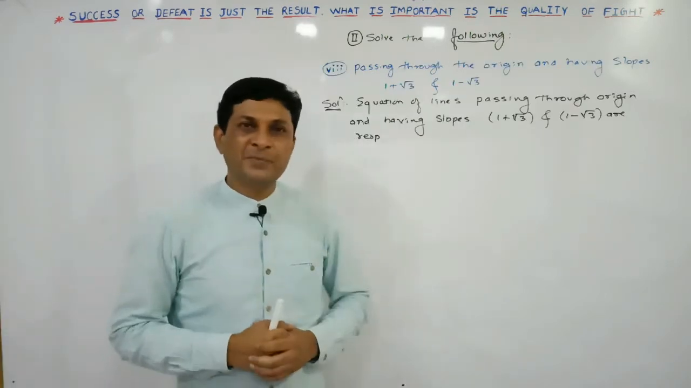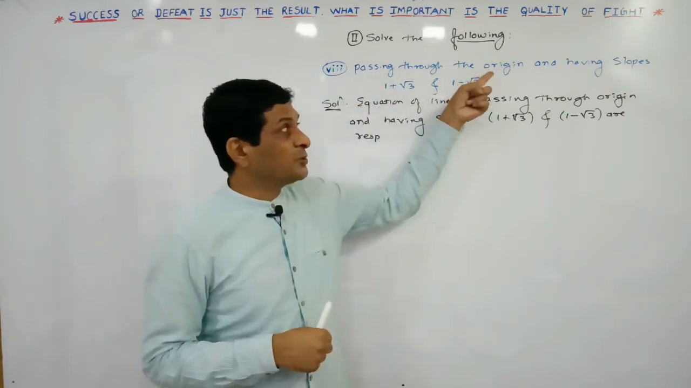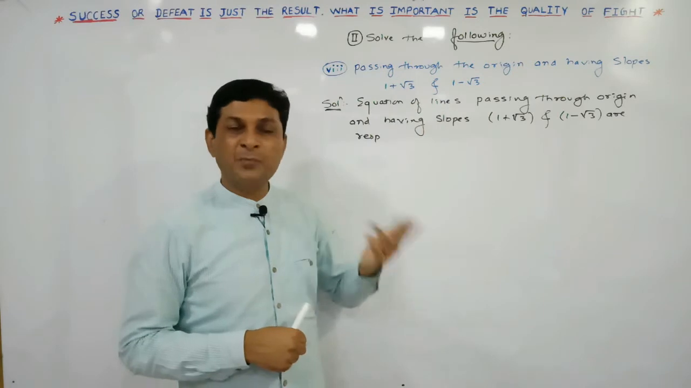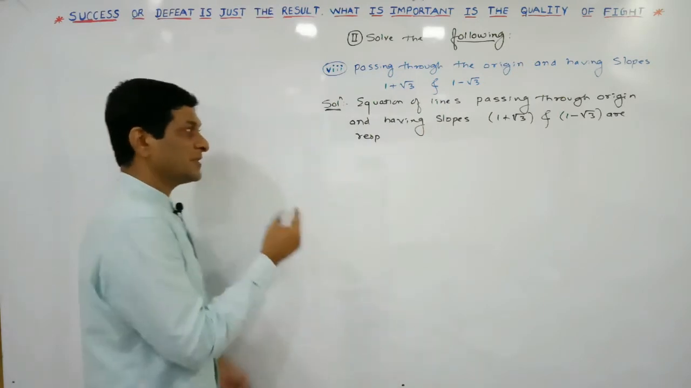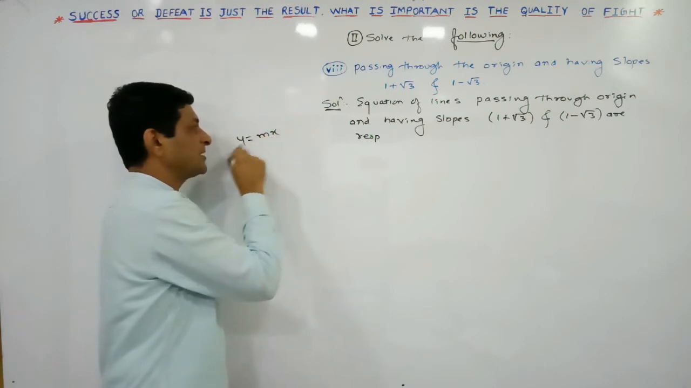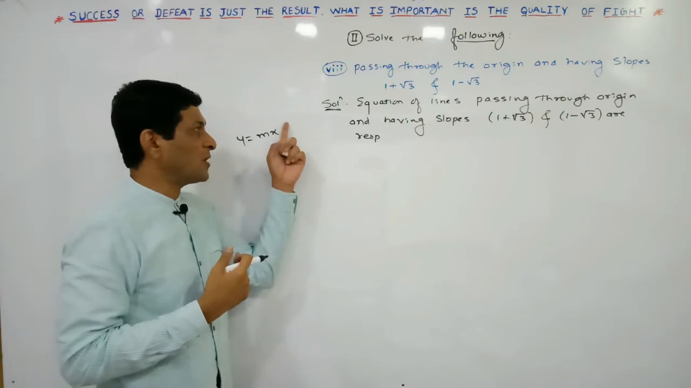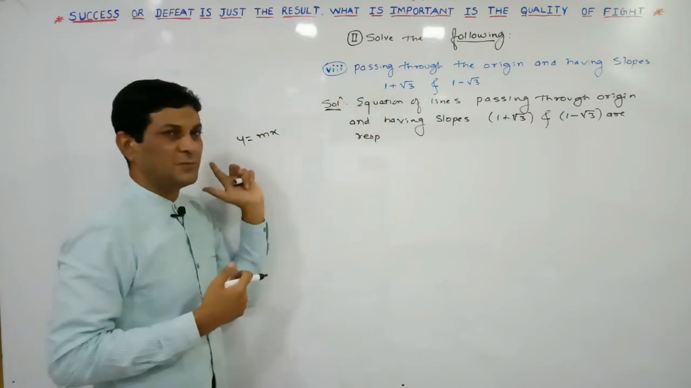Now observe example number 8. In this case we have to find the joint equation of lines passing through the origin and having these slopes. So the line passes through the origin and the slopes are also given. At that time the equation of the line can easily be found by applying the formula y is equal to mx, because whenever the line passes through the origin, the constant term is absent and the slope is already given to us.